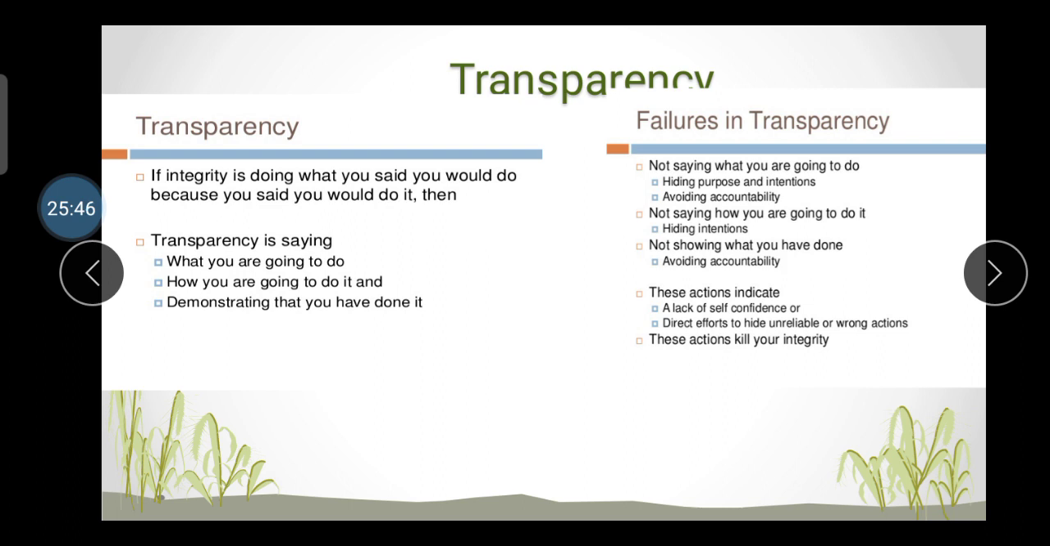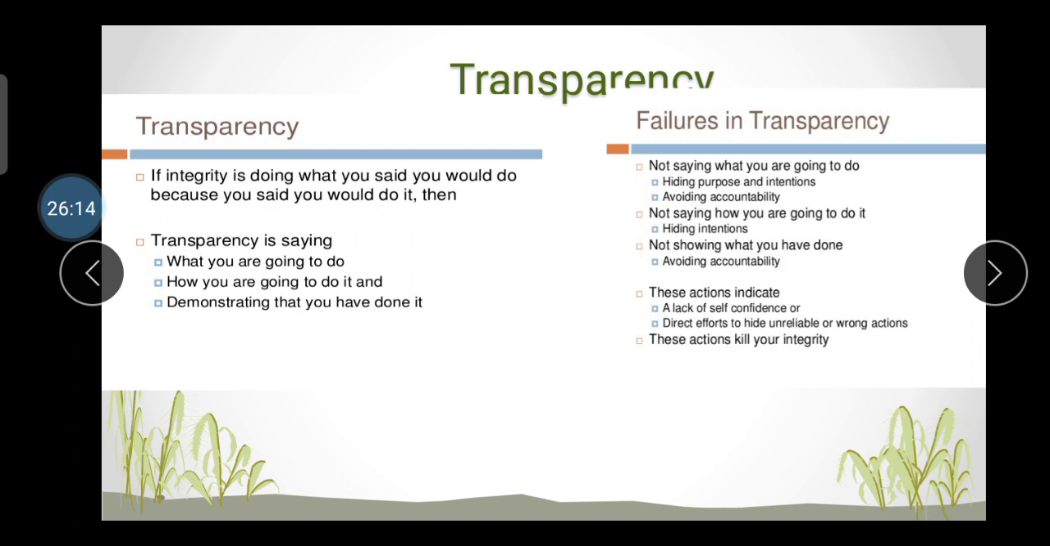So integrity is doing whatever you say in your business, and transparency is saying what you are going to do and how you are going to do it, and then demonstrating that you have done it. Failure in transparency means not saying what you are going to do, hiding the purpose and the intention, and avoiding accountability.